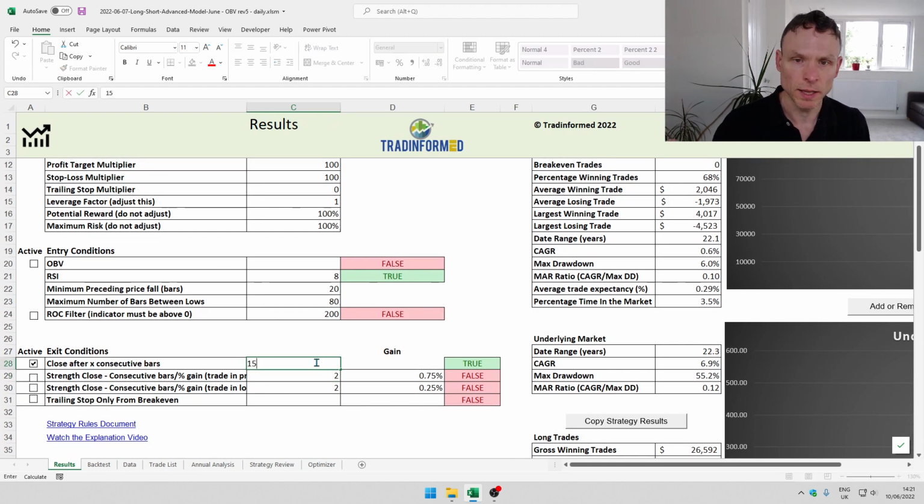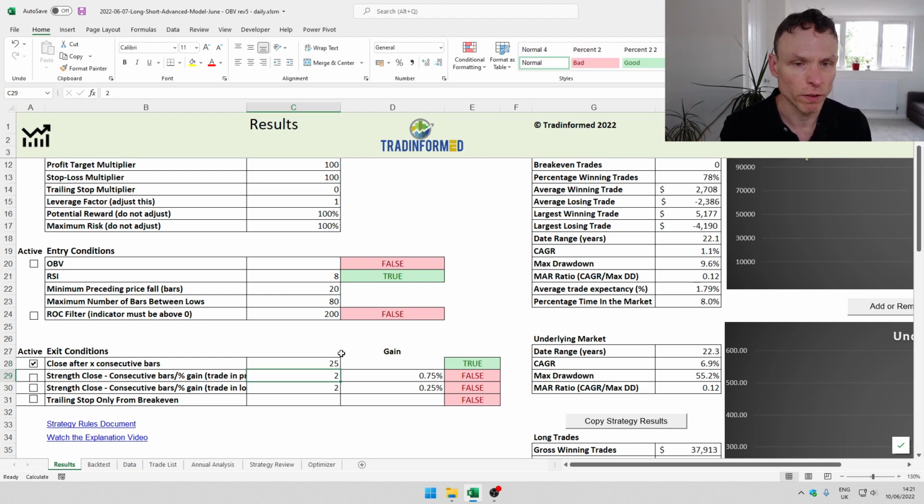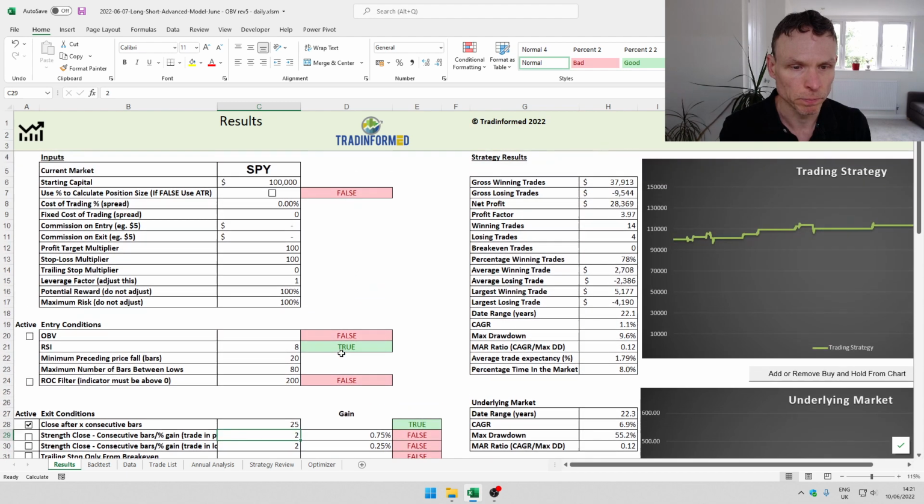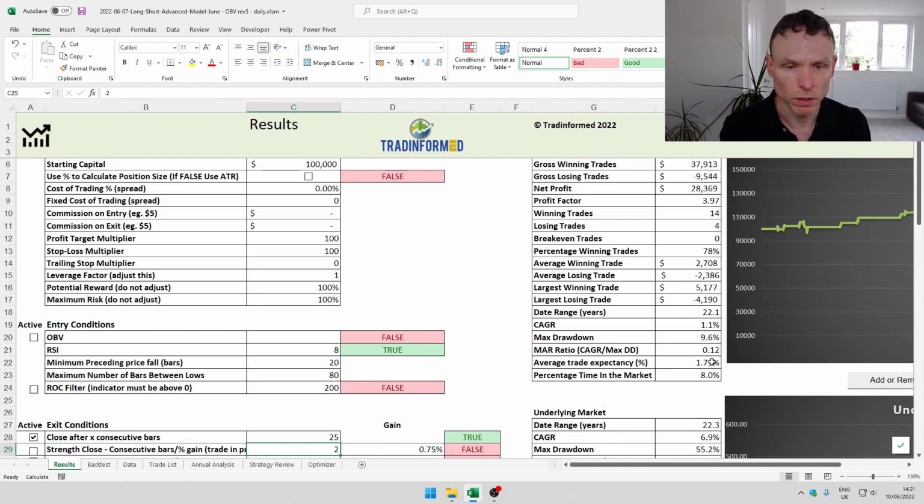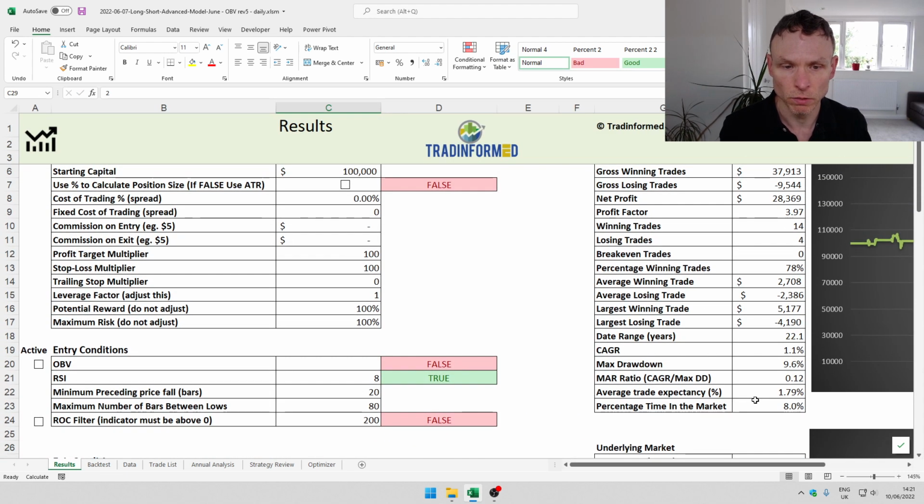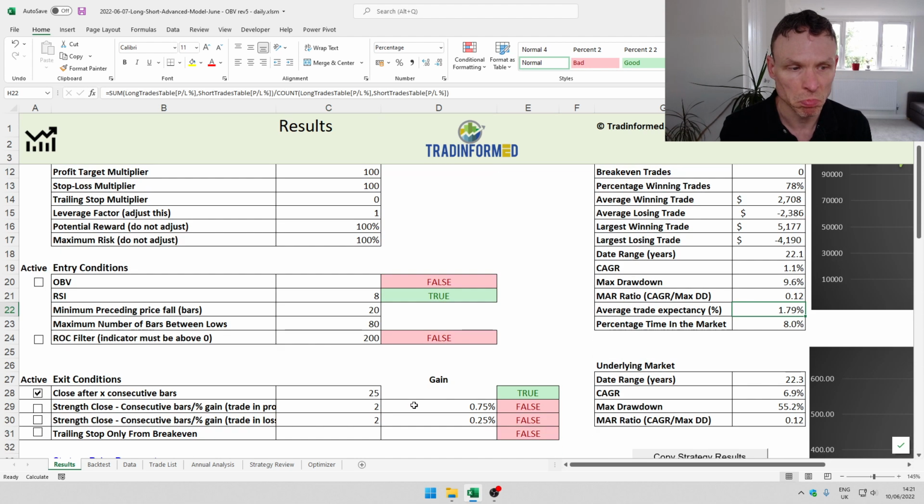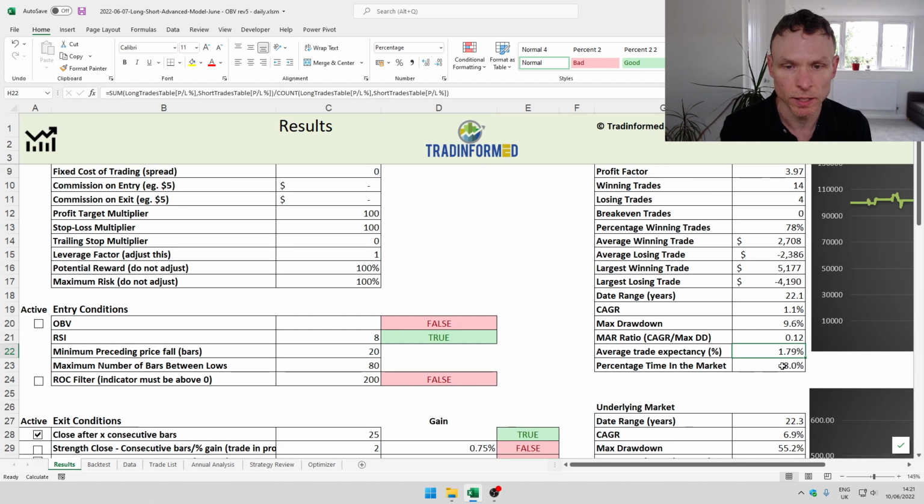15, this means that the strategy will automatically shut down after 15 days. If I put it up to 20, 25, you can see we're getting to roughly the sweet spot here. And if I show you, I'm going to zoom in here to the results. You see my average trade expectancy on about 25 days is 1.8% thereabouts in the underlying market.